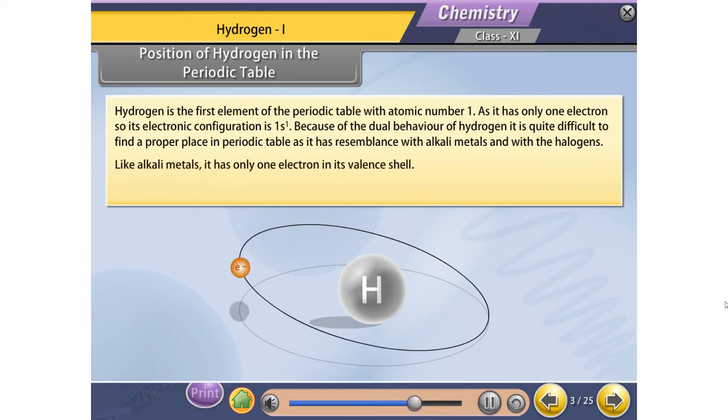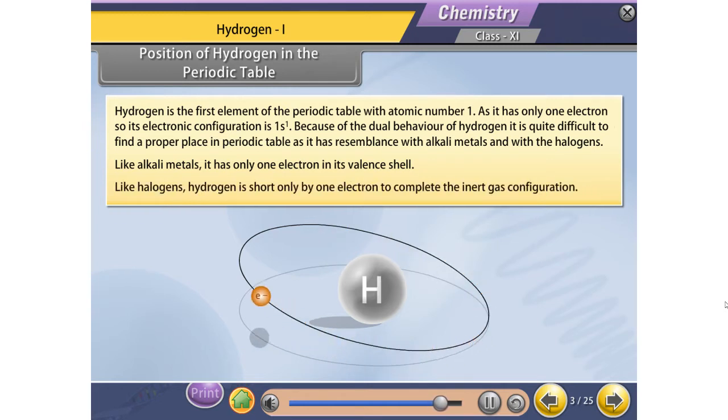Like alkali metals, it has only one electron in its valence shell. Like halogens, hydrogen is short by only one electron to complete the inert gas configuration.